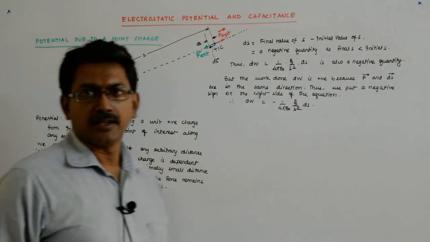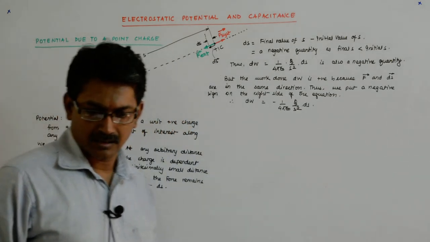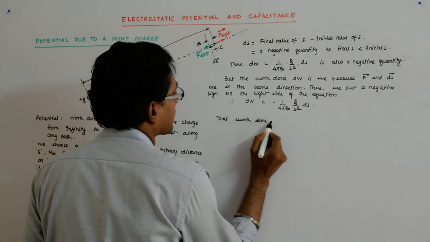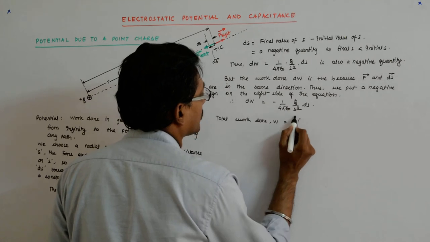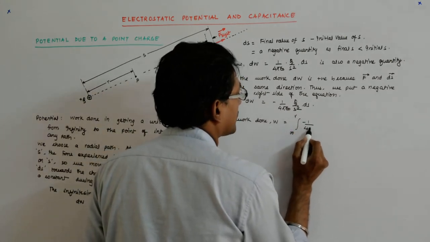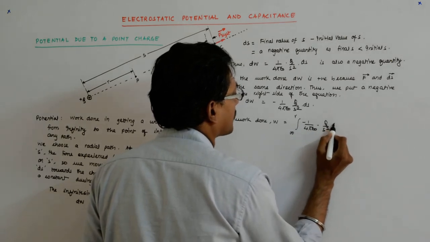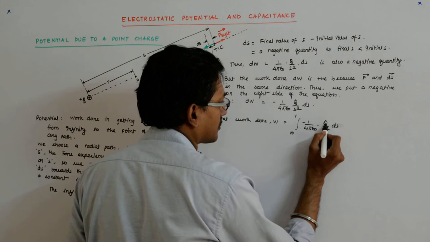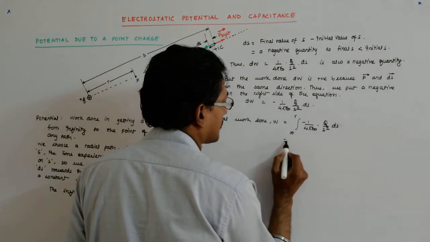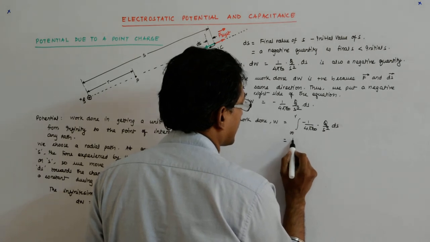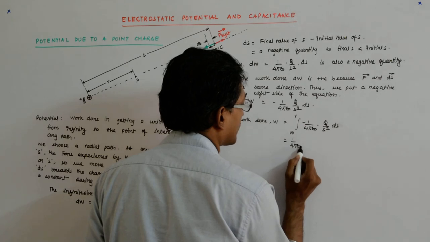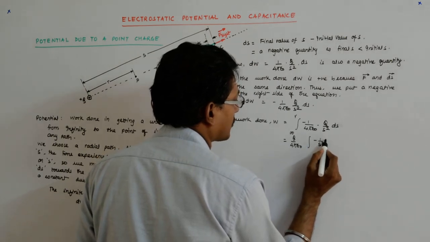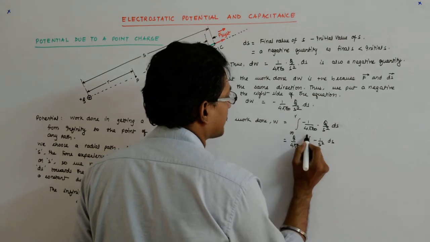Now what is the total work done if you bring the whole thing from infinity to r? Total work done W is obtained by integrating the whole thing from infinity to r, minus 1 upon 4 pi epsilon naught q upon s square into ds. Okay, this is q into ds, which is equal to, I take this out, 1 upon 4 pi epsilon naught also q, and leave minus 1 upon s square ds inside from infinity to r.